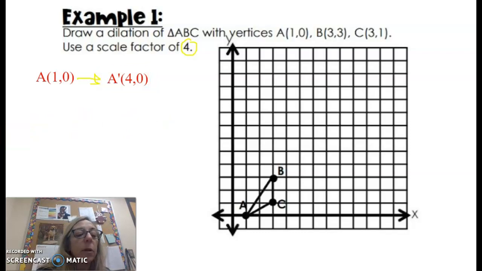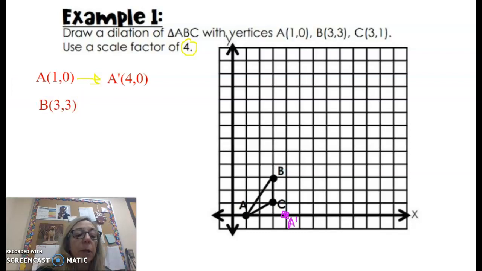So down here, if you'd like to go ahead and draw that, I'm going to do that in a purple color so you can see it a little bit better. I'm going to go ahead and put A prime at 4, 0. So this point right here is A prime. So go ahead and write that in on your graph as well. So we now know A prime. Now let's take a look at B. B is listed as (3, 3).